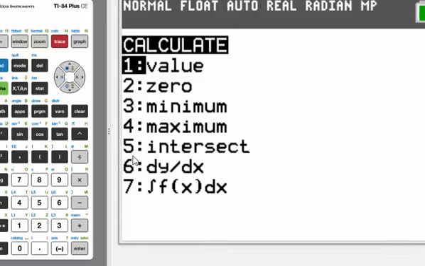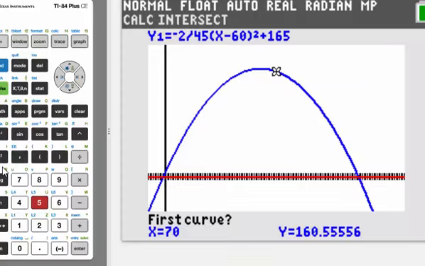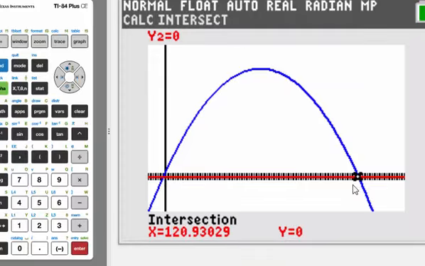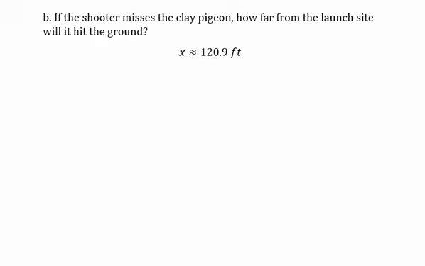So second, trace, and then number 5, and hit enter 3 times, and so we see that that's about 120.9. So the distance from the launch site is approximately 120.9 feet.